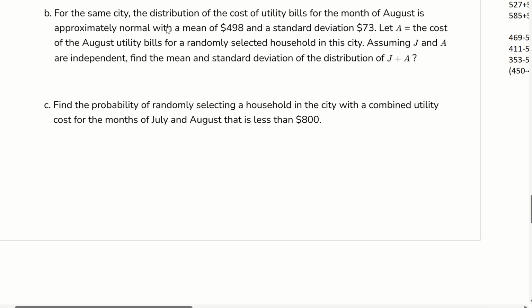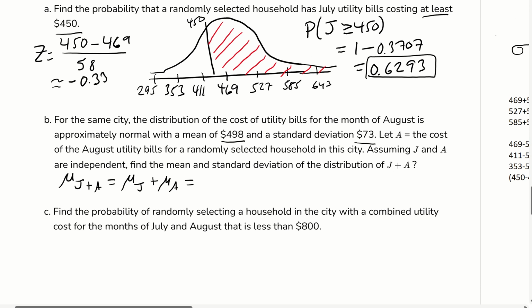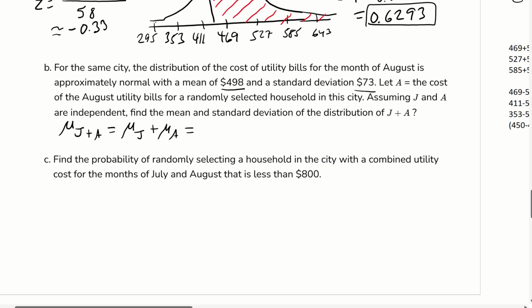All right, it says for the same city, the distribution of the cost of utility bills for the month of August is approximately normal, with a mean of 498 and a standard deviation of 73. Let A equal the cost of August utility bills for a randomly selected household. Assuming J and A are independent, find the mean and standard deviation of the distribution of J plus A. Okay, so the mean of J plus A is simply the mean of J plus the mean of A. So the mean of J, we said, was 469.